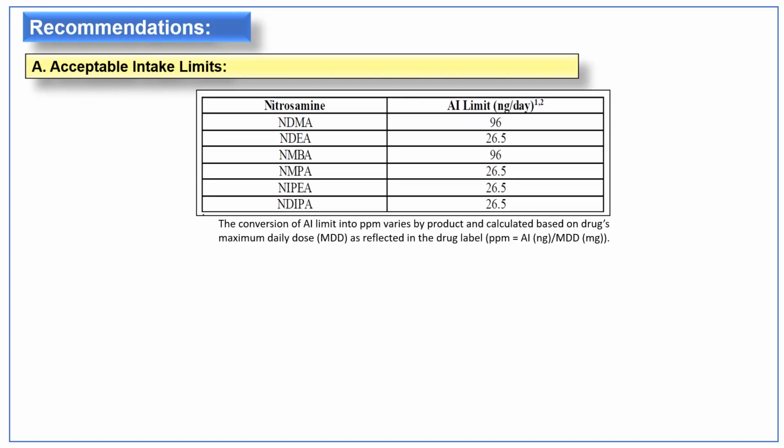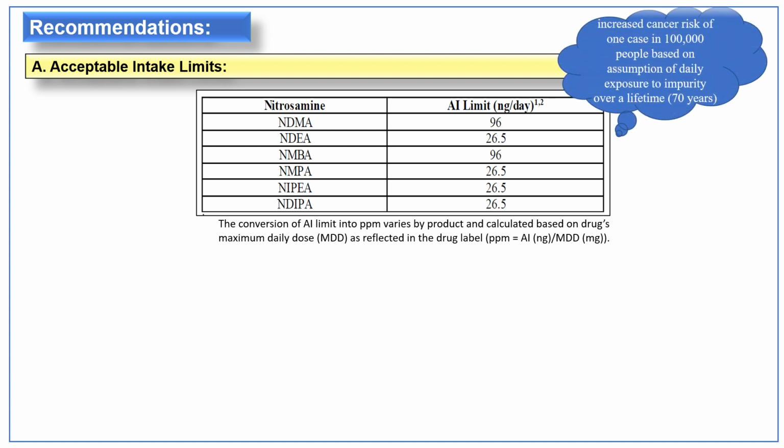So the guidance and the recommendation provide the acceptable intake limits, and the acceptable intake limit is provided in nanogram per day for all these seven nitrosamine impurities in the USFDA guidance. If we look at what an acceptable intake limit is, it is an increased cancer risk of one case in 100,000, or in Indian terminology 1 lakh people, based on the assumption of daily exposure to the impurity over a lifetime of 70 years. So if a person takes the impurity in the medication daily over a lifetime of 70 years, there is an increased risk of cancer in one patient in 100,000 or 1 lakh cases, right?